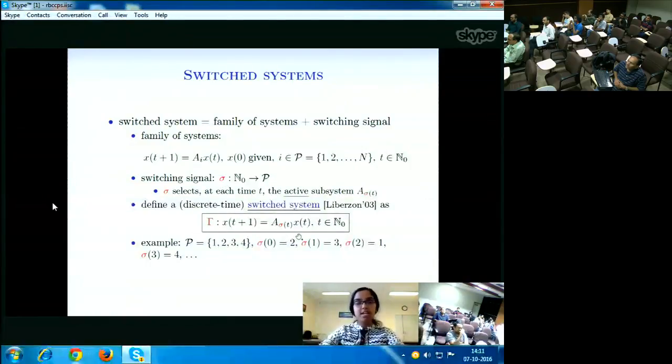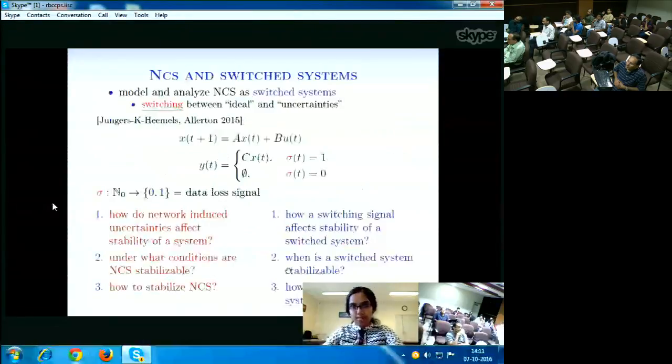Now, this is a discrete time switched linear system, and we will be referring to it as gamma for the rest of the presentation. Now here is an example. There are four systems in the family. We begin at system 2, then we switch to system 3, to system 1, to system 4, and so on. Now a network control system can be modeled as a switched system where the switching is between the ideal case and the case with uncertainties.